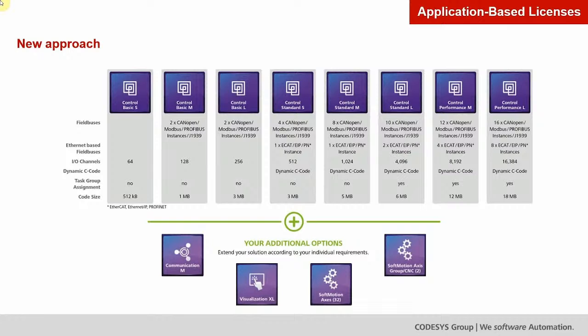The changeover is active since the beginning of this year. Of course, such major changes do not always run smoothly. We have collected much feedback from our customers, and as a reaction, we have adapted the more expensive license categories, so the Standard L, Performance M, and Performance L now permit more Fieldbus instances, more I/O channels, and additional code size.